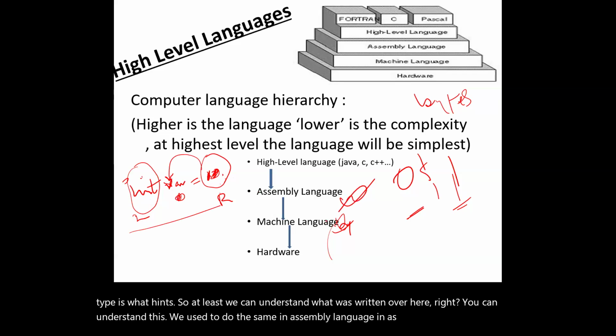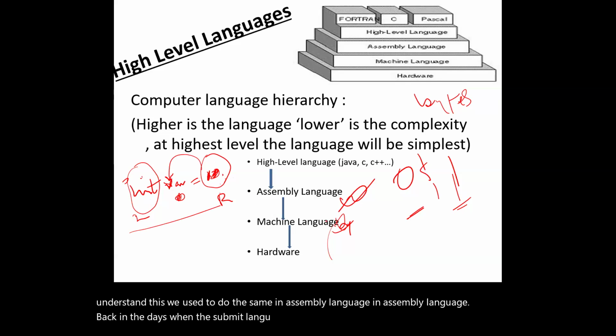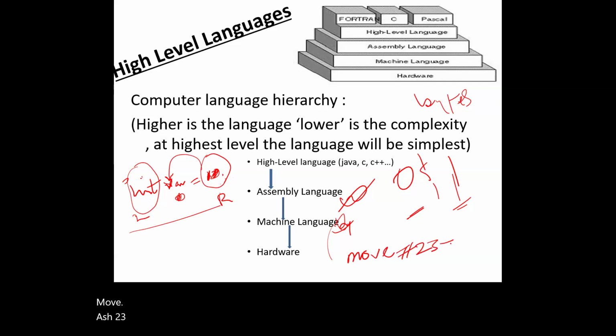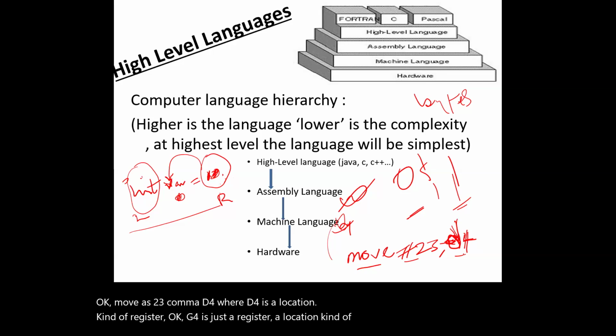In assembly language, back in the days when assembly language was in the market, we used to write something like move #23, D4, where D4 is a location, kind of a register. D4 is just a register, a location kind of variable, where we are storing this 23 as a value.